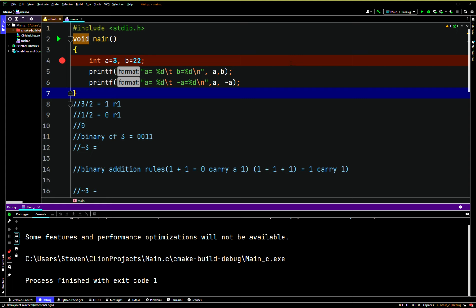Sorry, let me just pull up my notes to see. Okay, so the next one is printf. So we're going to have a printf here.